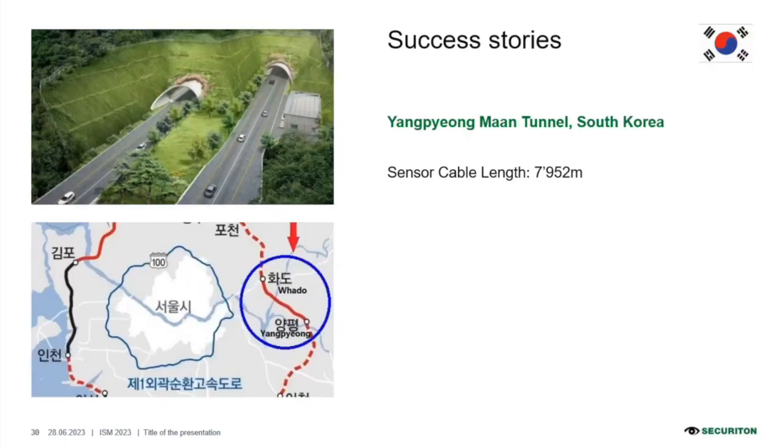And on the other side of the world, of course, we have also hundreds of success stories. I just picked one up. This is the Yanpyeongman tunnel in South Korea, which is also almost 8 kilometers long. So we have today more than 3,000 kilometers of road tunnel protected with this technology. We can say it is proven technology. See this kind of strategic important road tunnel we protected using the LIST sensor cable.